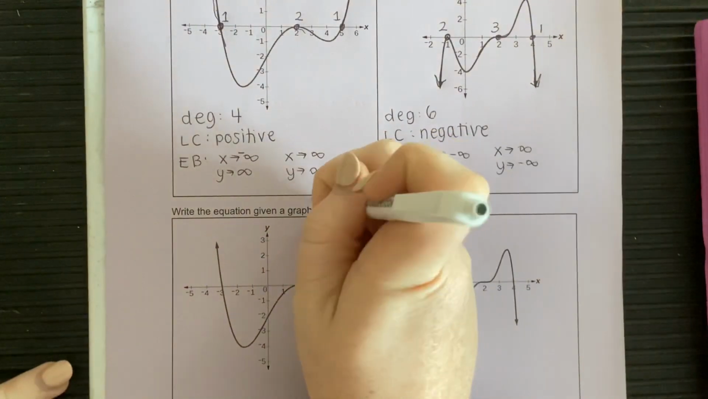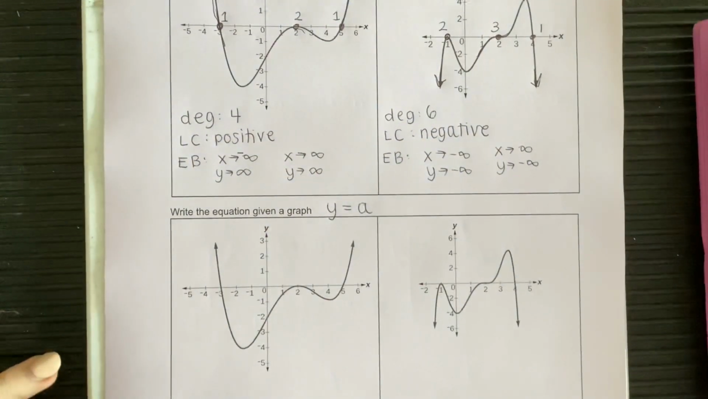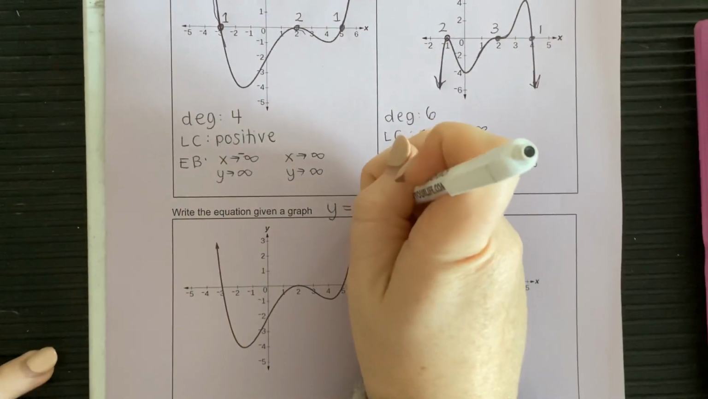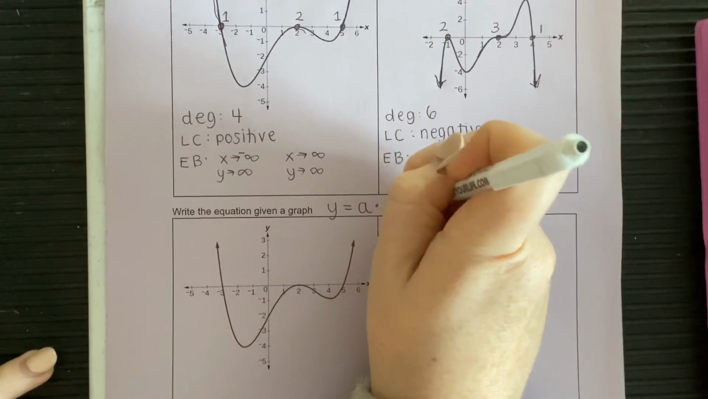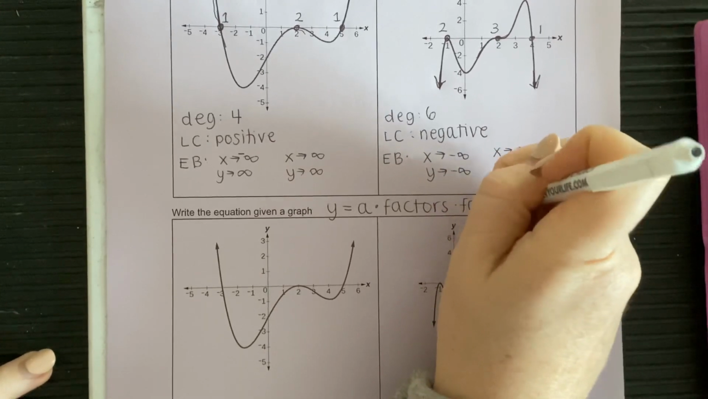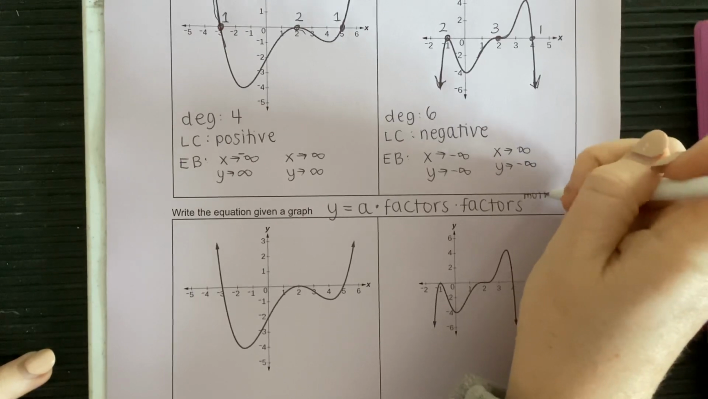So what you're going to write is y equals, your a value is going to be your actual leading coefficient. Like you know right now if it's positive or negative, but you don't know what the actual value is. And then it's going to be times any of your factors. Whatever your factors are, and those are raised to their multiplicities.